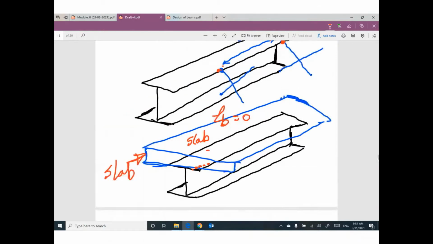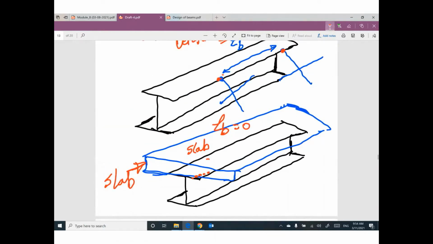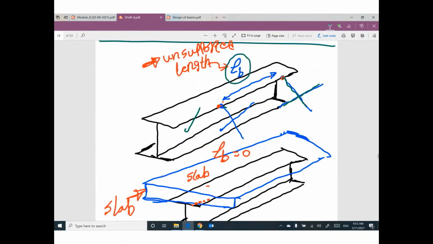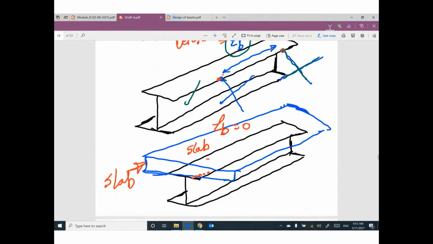So sometimes we don't have a slab, like this case. So we need to add bracing. The spacing between each two bracing can be called unsupported length, which is LB. If you have a concrete slab supported to the steel beam, that means every single millimeter of this beam is supported by this slab laterally. I'm talking about laterally supported. So the unsupported length will be 0.